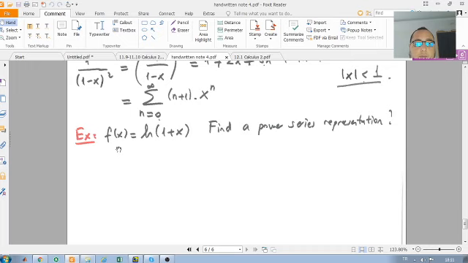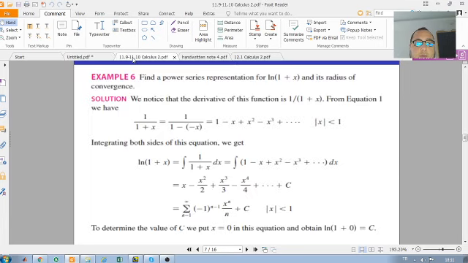And lastly, we have an example, which is the function ln(1 + x). So we will find a power series representation for this function using the lecture note. You can see the answer easily. So for this we will benefit from a formula.